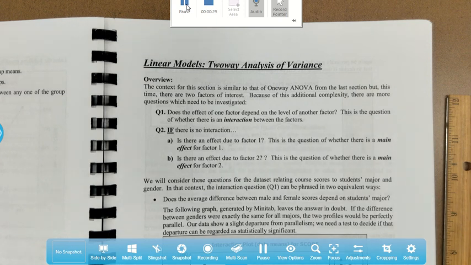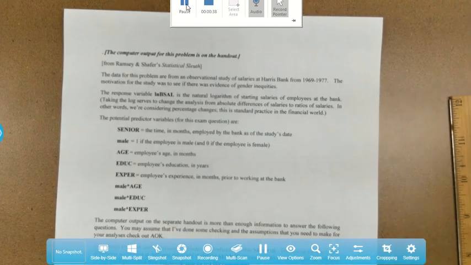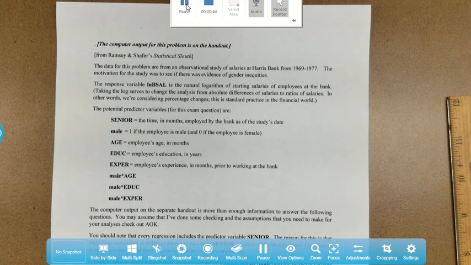Let's talk a little bit about a particular example that might relate this. This was an observational study from Harris Bank from 1969 to 1977. The motivation is to see whether there's evidence of gender inequities. The response variable, LN basic salary, is a transformation of the data. It's the natural logarithm of the starting salaries of employees at the bank.